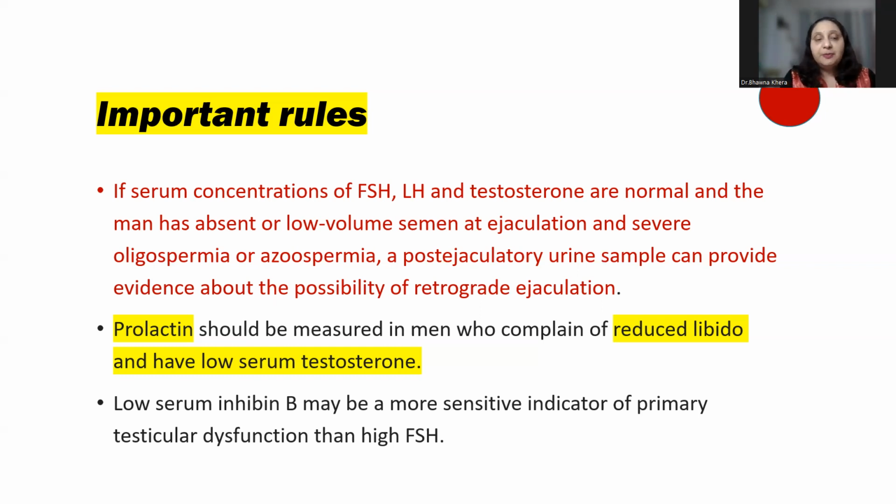If it is a case of hyperprolactinemia, then prolactin should be measured in men who complain of reduced libido. Reduced libido is a keyword for the scenario of hyperprolactinemia. Okay. If your question says reduced libido in male infertility, they are looking for an answer related to prolactin levels. These patients also show low serum testosterone. Low serum inhibin B may be a more sensitive indicator of primary testicular dysfunction than high FSH.